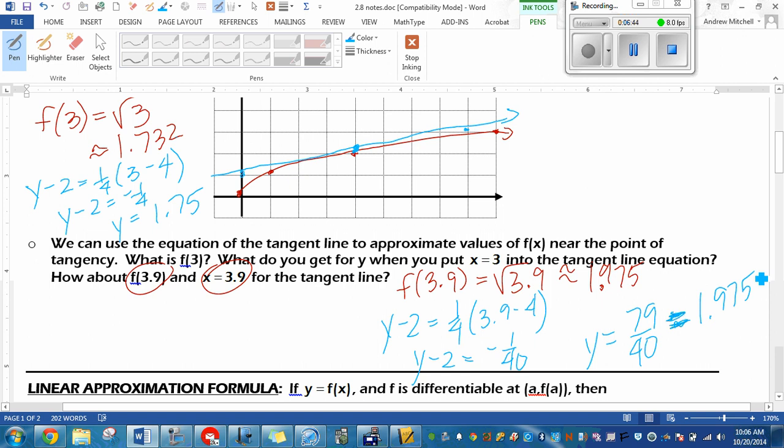If you really want to impress your family at Thanksgiving, tell them you can figure out square root of 3.9 without a calculator to 3 decimal places and just blow them away. Joke. What's that?